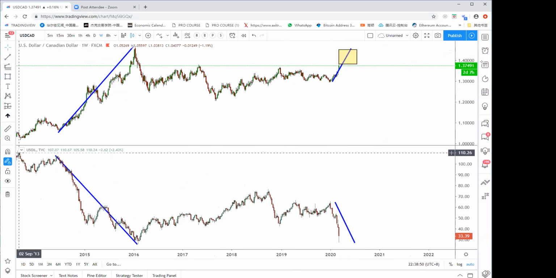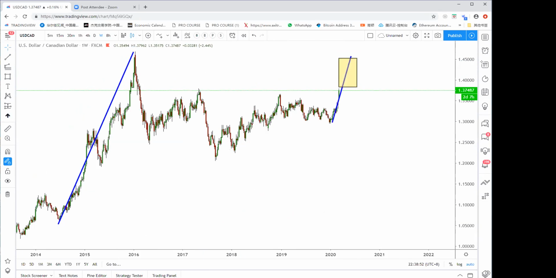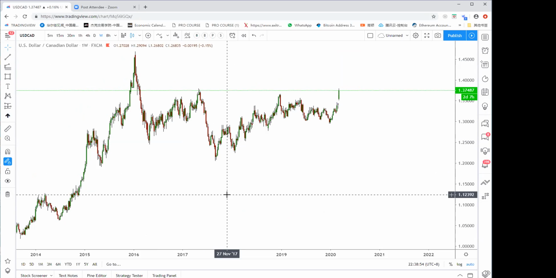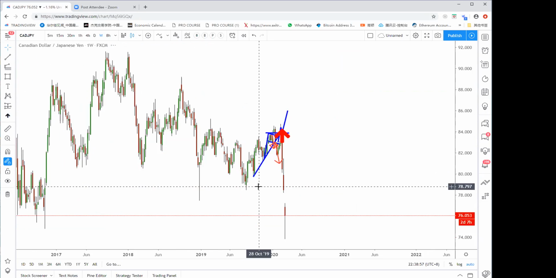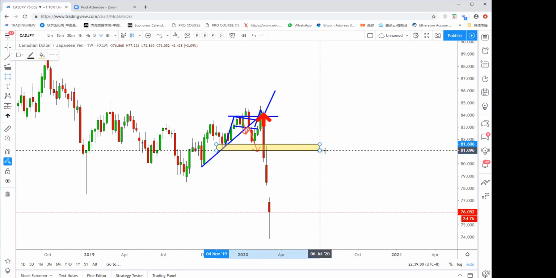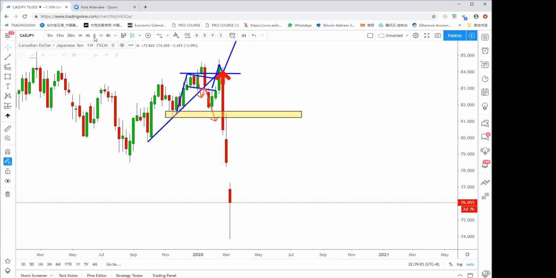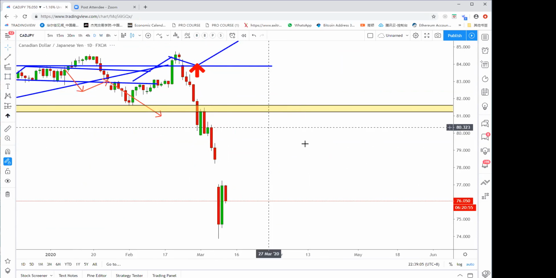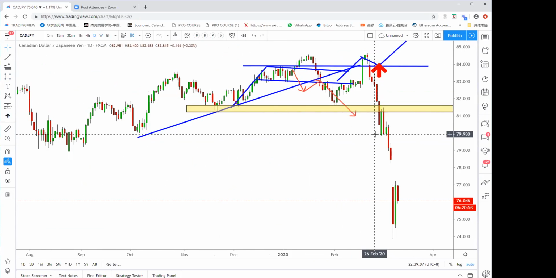All right. How about Canadian yen? Let's check the Canadian yen. Of course, we have a long position on Canadian yen, and it was stopped out here at our 81.60, because this level has been violated. It breaks down and pulls back.